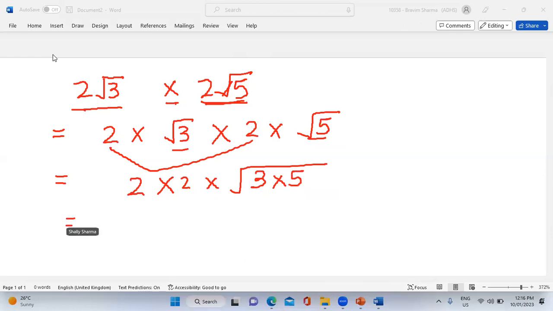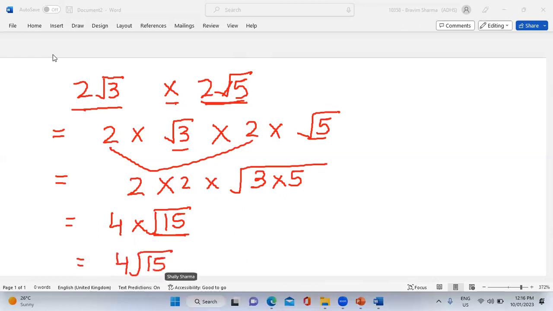So this is equal to 4 times square root of 15. And I see that square root of 15 I cannot simplify further. So I can give the answer like 4 square root of 15. Multiplication sign can be removed. Okay. Next, one more question.